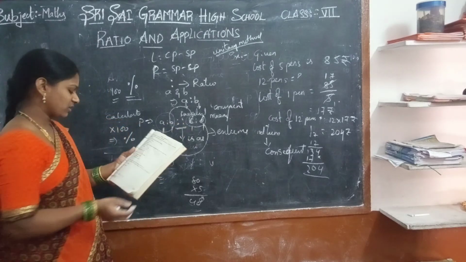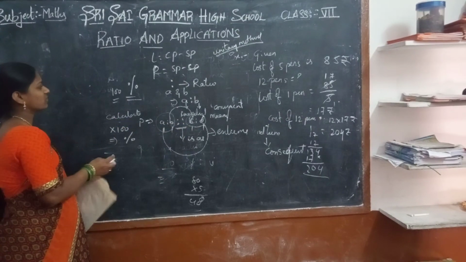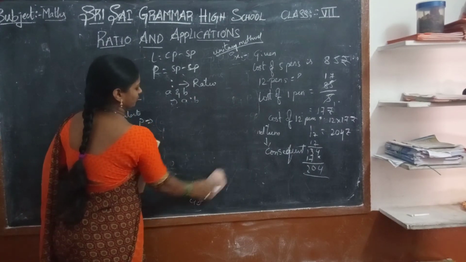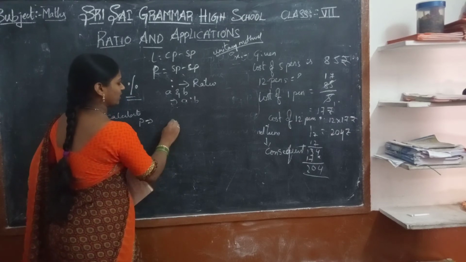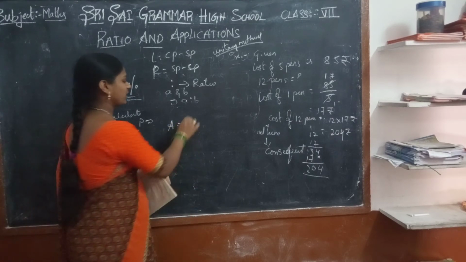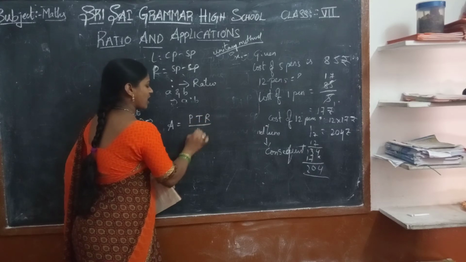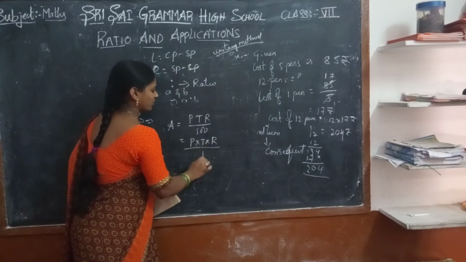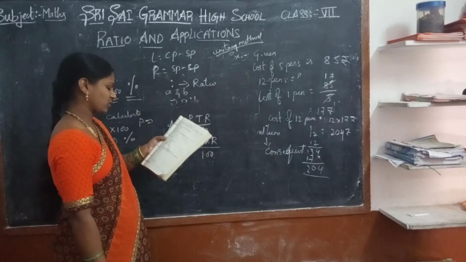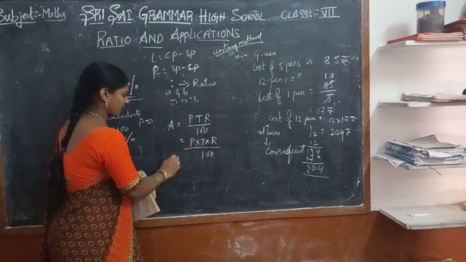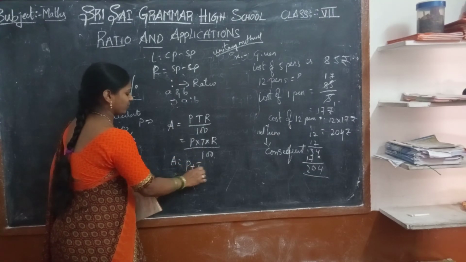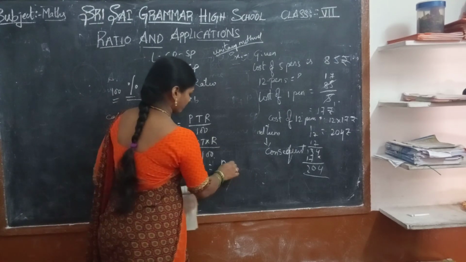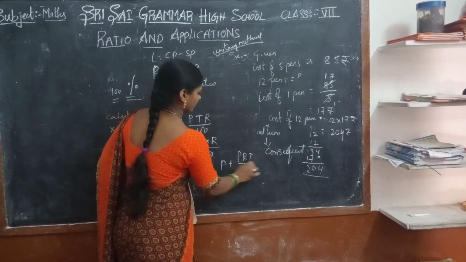Also we have learned amount. What is the value of interest? PTR by 100. That is P into T into R by 100. Then the amount A equals P plus I, P plus I equals P plus PTR by 100.